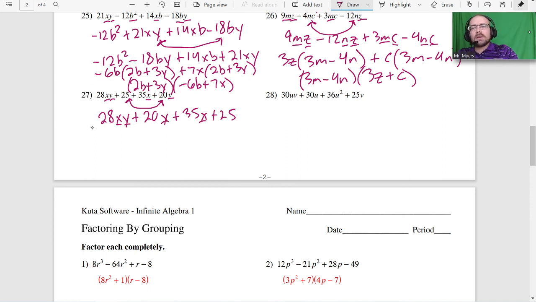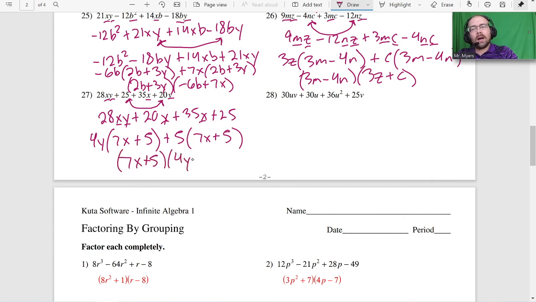Okay. So then we factor out some stuff. 8, no. 4, yes. All right, so I subtracted them, right? 28 minus 20 is 8, but they're not that close. 4y, 7x plus 5. And then here looks like 5 comes out, and we'd have 7x plus 5. All right, there we go. 7x plus 5 and 4y plus 5. All right, on to the last one here.